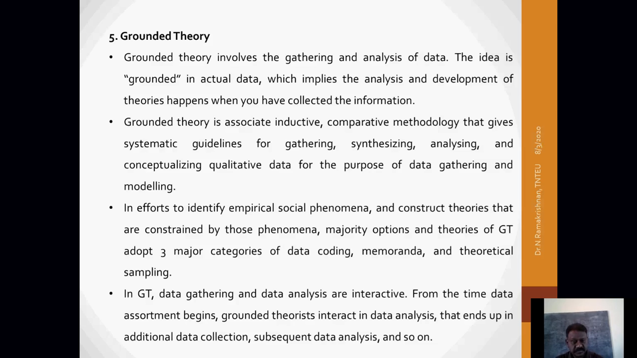Basic structure, basic idea is going to be changed based on this grounded theory. Grounded theory is an inductive comparative methodology that gives systematic guidelines for gathering, synthesizing, analyzing, and conceptualizing qualitative data for the purpose of data gathering and modeling. In efforts to identify empirical social phenomena and construct theories that are constrained by those phenomena, most versions of grounded theory adopt 3 major categories: data coding, memoranda, and theoretical sampling.